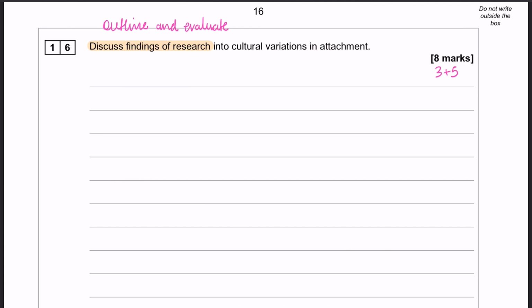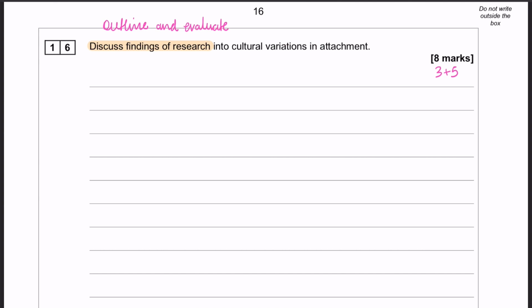3 marks for outline means that you are looking at around 75 words, maybe 100 words at a push, and 5 marks for the evaluation means that you are going to get maybe 2 evaluation points. If you're feeling really good about the topic, then by all means push to a third evaluation point, but 2 good detailed evaluation points should be plenty for this essay.